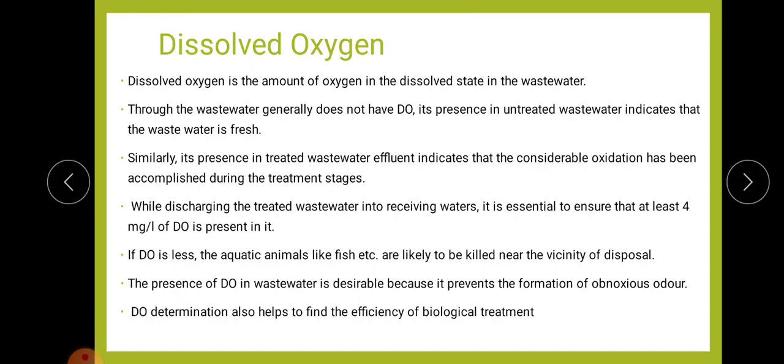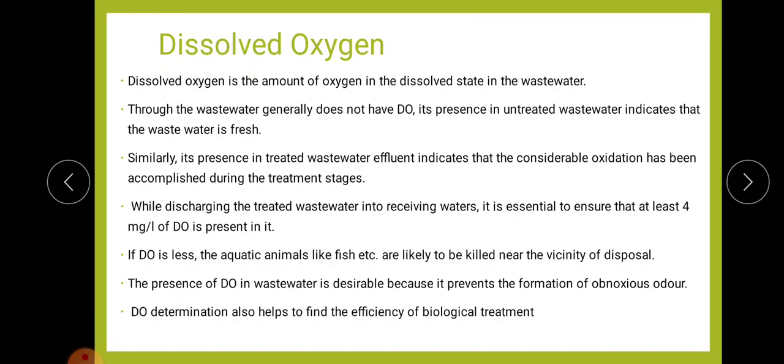Similarly, the presence of dissolved oxygen in treated wastewater effluent indicates that considerable oxidation has been accomplished during the treatment stages. That is, after the treatment, if there is any dissolved oxygen, it indicates that the oxidation process has taken place. So there will be dissolved oxygen in that case.